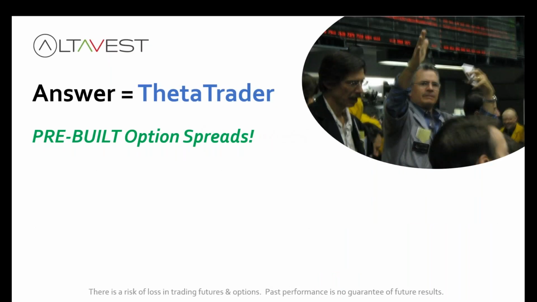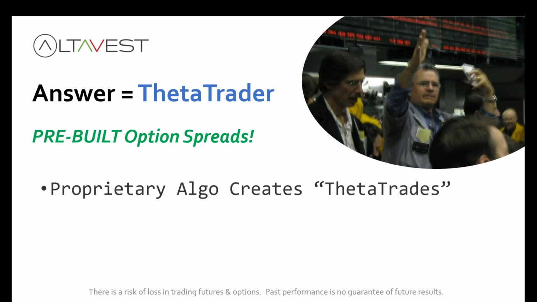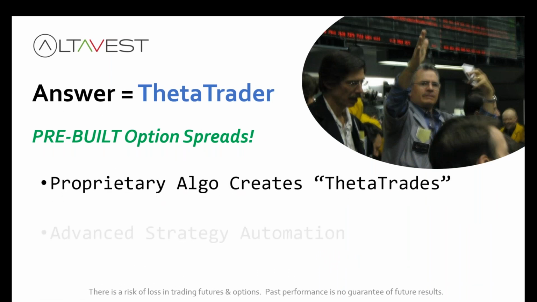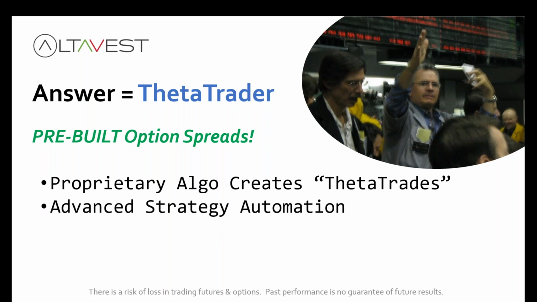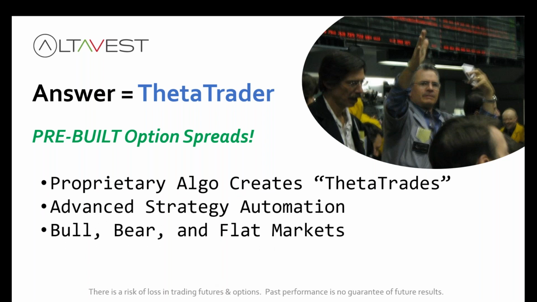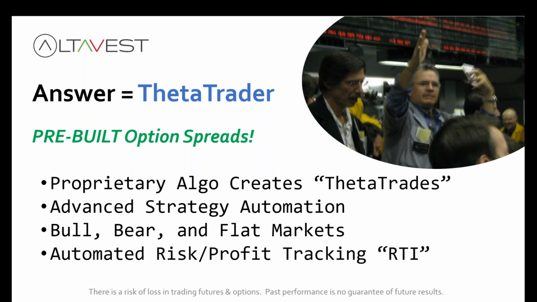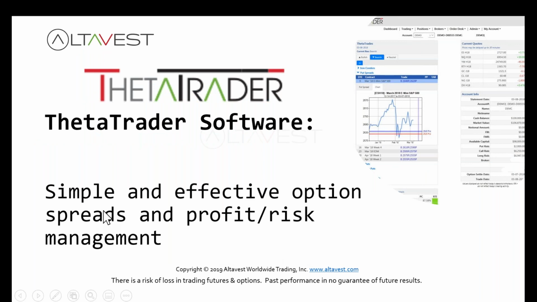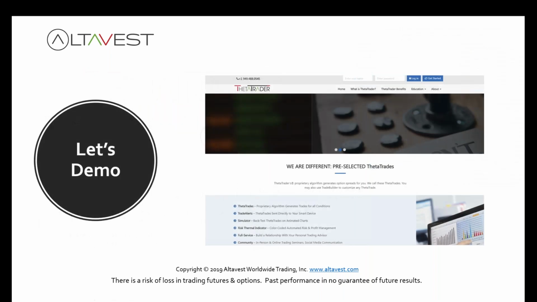It's called Theta Trader. These are pre-built option spreads. Our proprietary algo will create what we call theta trades with advanced strategy automation, for bull, bear, and even non-directional markets. And then, of course, we have something to handle the managing of the trade, whether it's for risk or reward. That's called the RTI, or the risk thermal indicator, color-coded, and I'll show you that in just a second. So simple, effective option spreads with profit and risk management. So let's go ahead and jump into the demo right now.